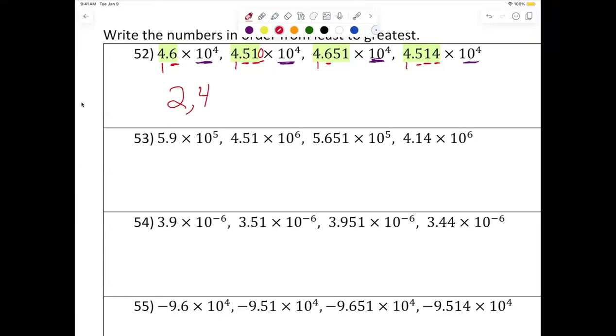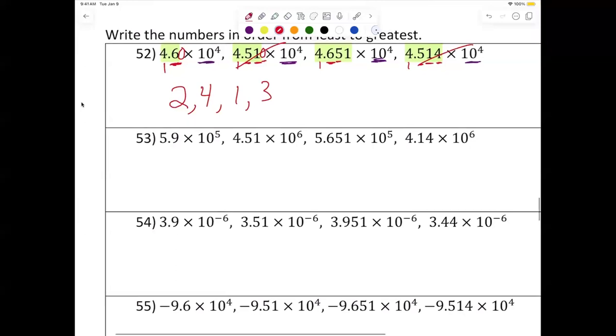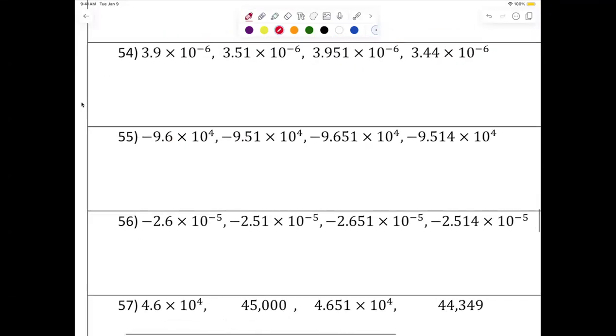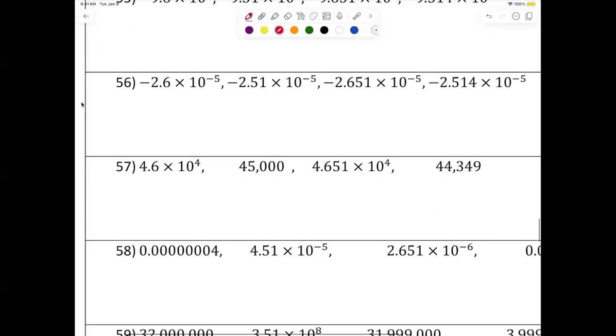All right, so now I'm going to cross out 2 and cross out 4. Now, which one is the smallest from 4.6 and 4.651? The first one is, right? Because it's a 6 and a 6, but the next number is a 0, and you're comparing that to a 5. So it's 2, 4, then 1, then 3. All right, there we have it. Everybody good with that? Now I want to take a look at something that might be more challenging.